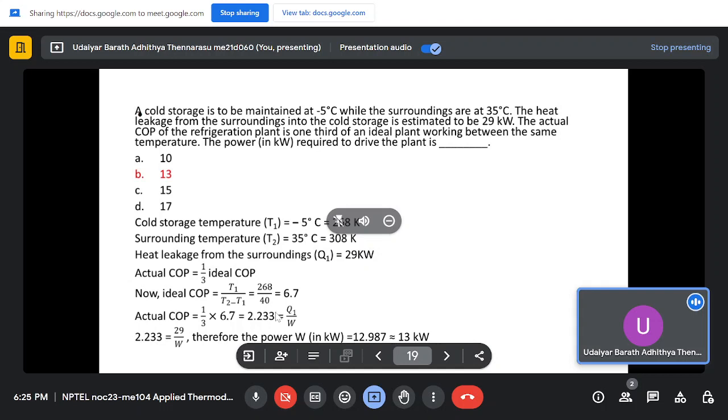Now this is equal to the heat supplied to the evaporator divided by the work supplied to the refrigerator. So 2.233 equals 29 by W. Hence the power or work done on the plant is 29 by 2.233, which is 12.987, close to 13 kilowatts. Hence the power required to drive the plant in this case is 13 kilowatts.